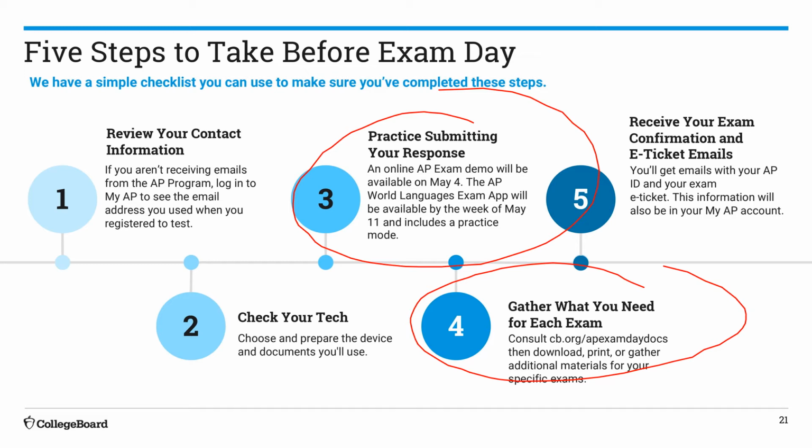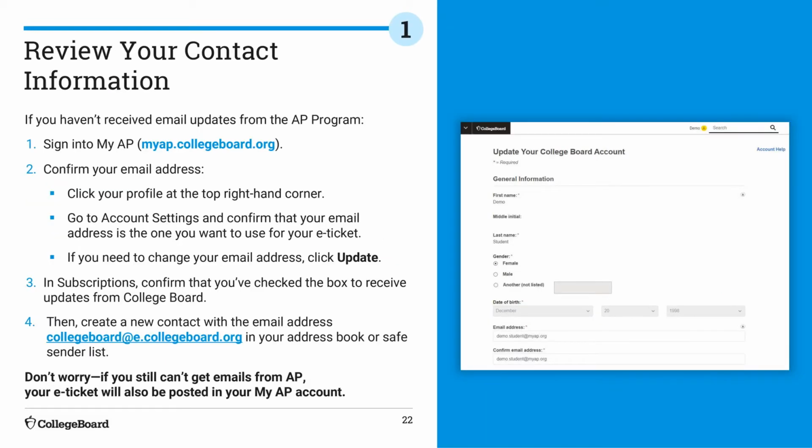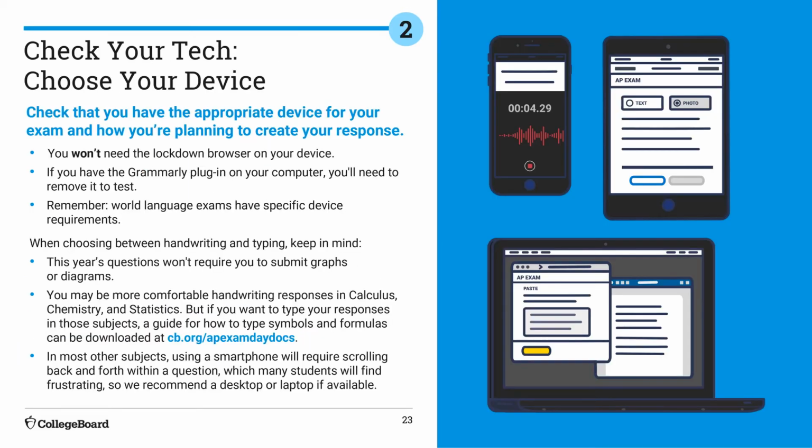And then check your confirmation to get your emails. If you're signed up for the test, you will get your emailed e-ticket 2 days before the test. So reviewing the contact information, go online to myap.collegeboard.org, check your info, make sure it's correct. If you're not getting your emails, make sure you whitelist this address so that you can get your emails from AP.